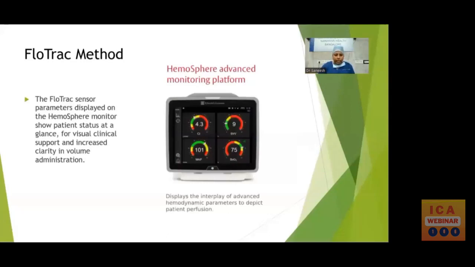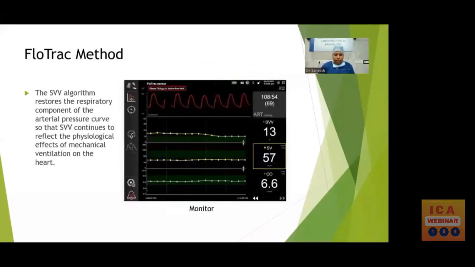The FloTrac sensor parameters displayed on the HemoSphere monitor show patient status at a glance for visual clinical support and increased clarity in volume administration. The stroke volume variation algorithm restores the respiratory component of the arterial pressure curve so that stroke volume variation continues to reflect the physiological effects of mechanical ventilation on the heart.